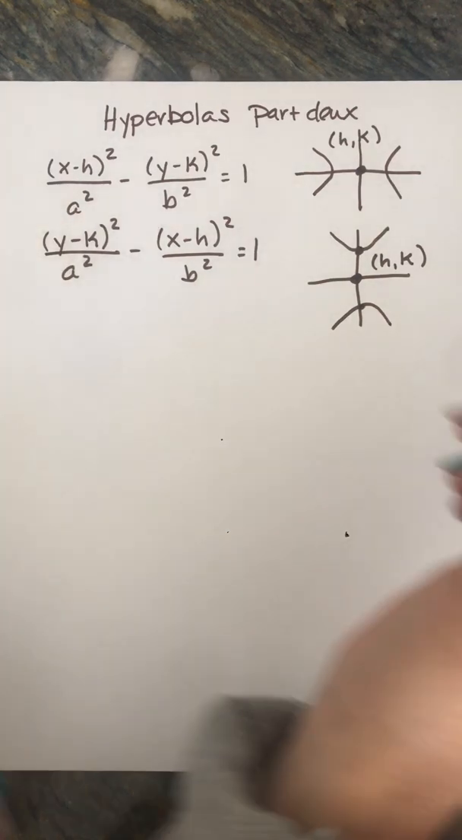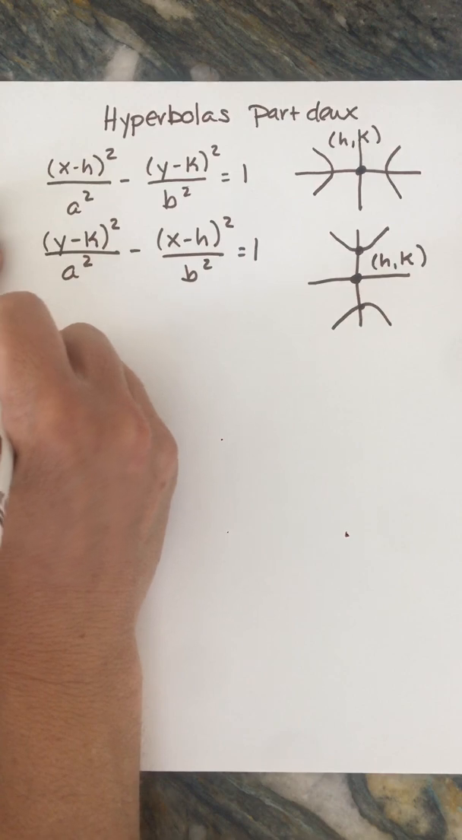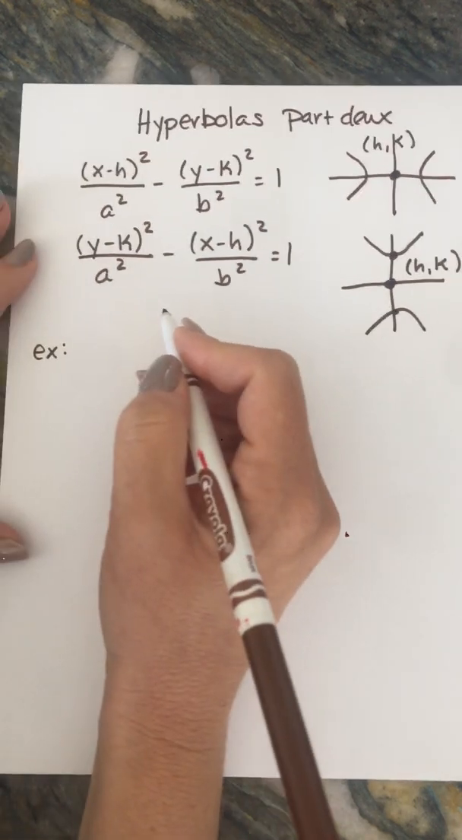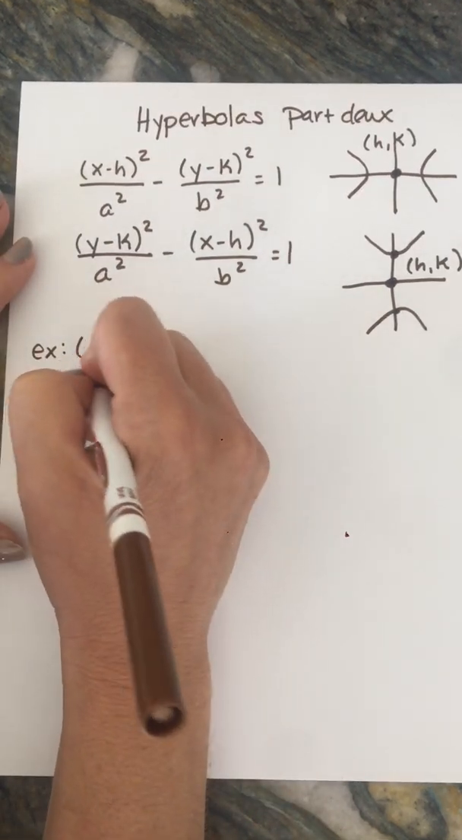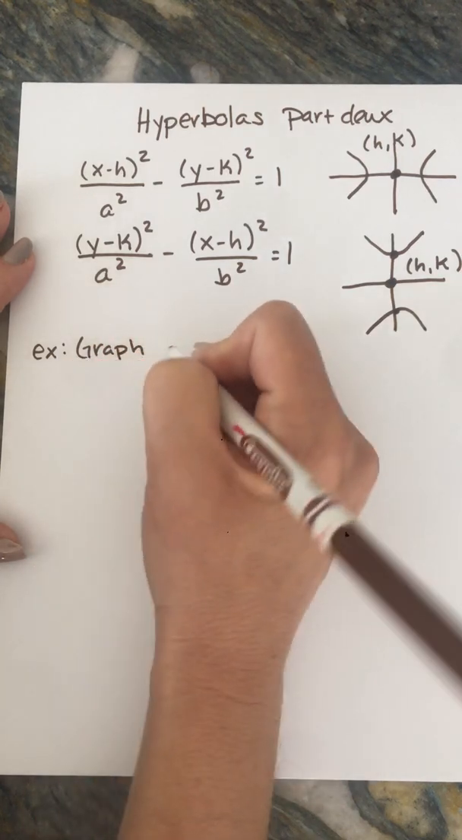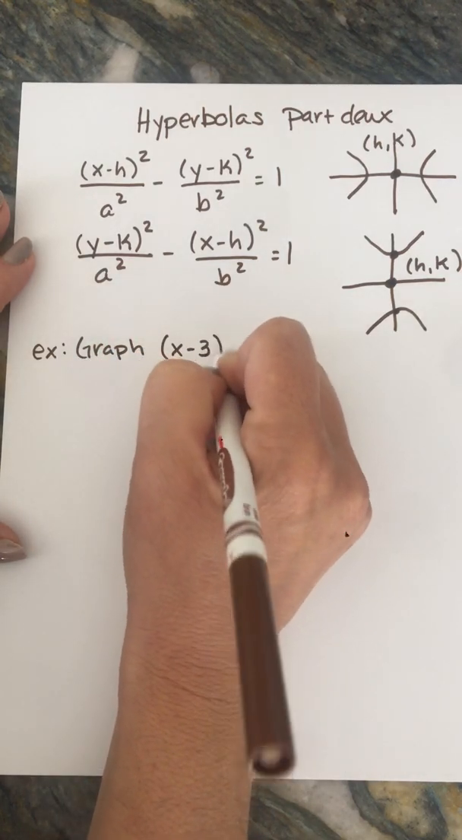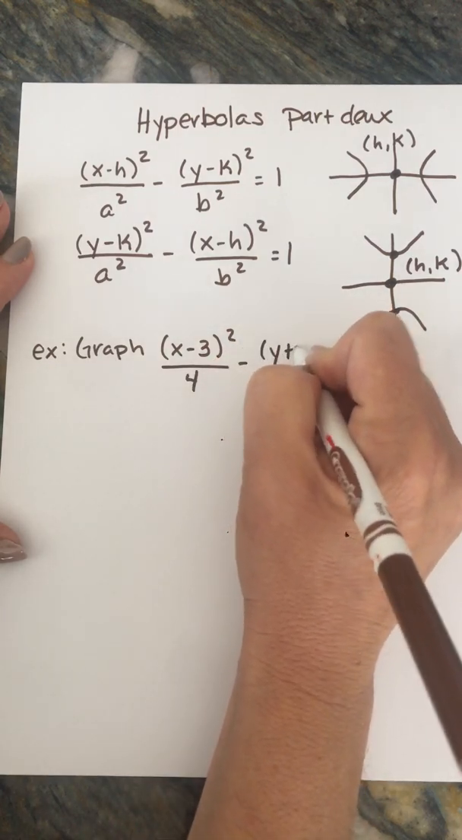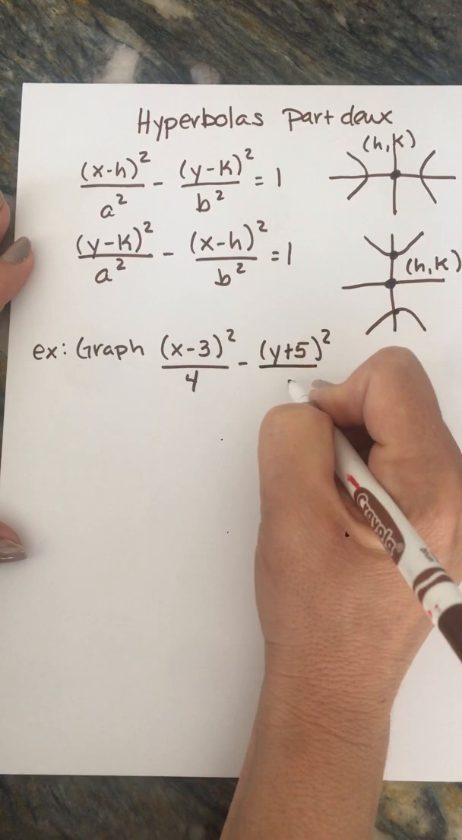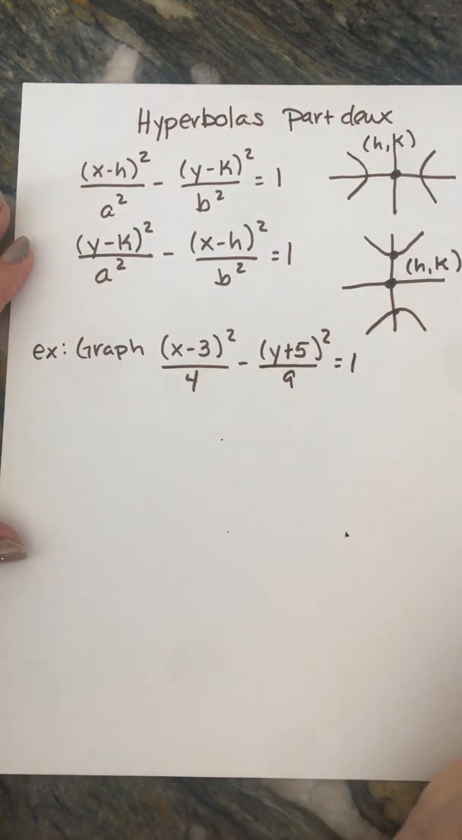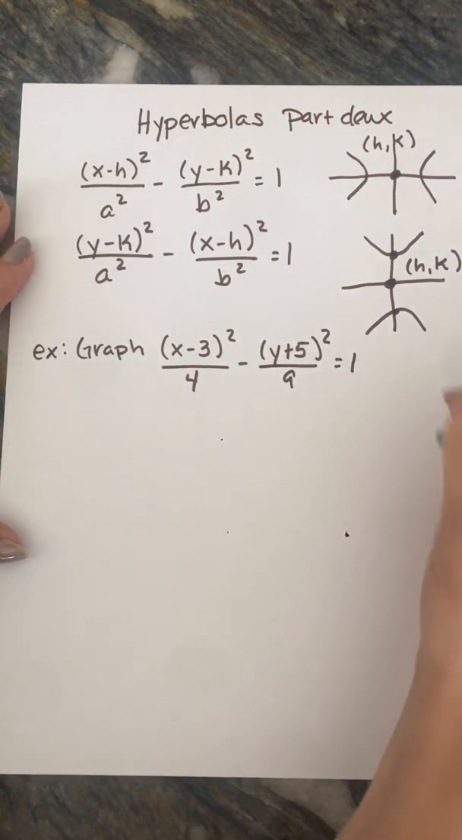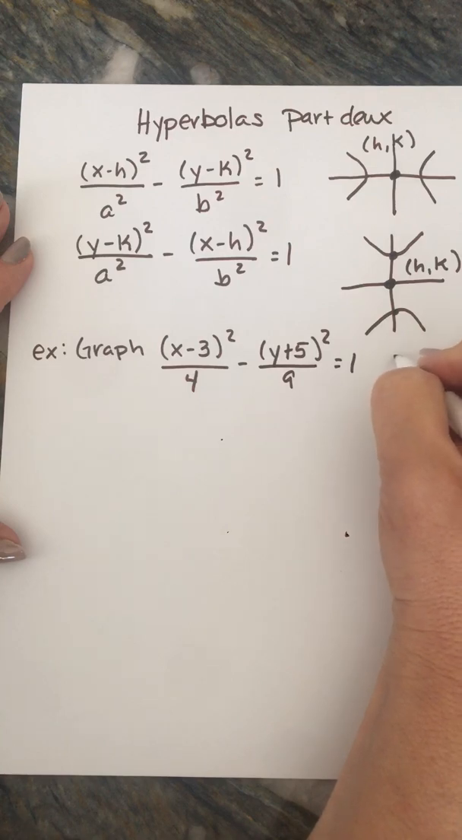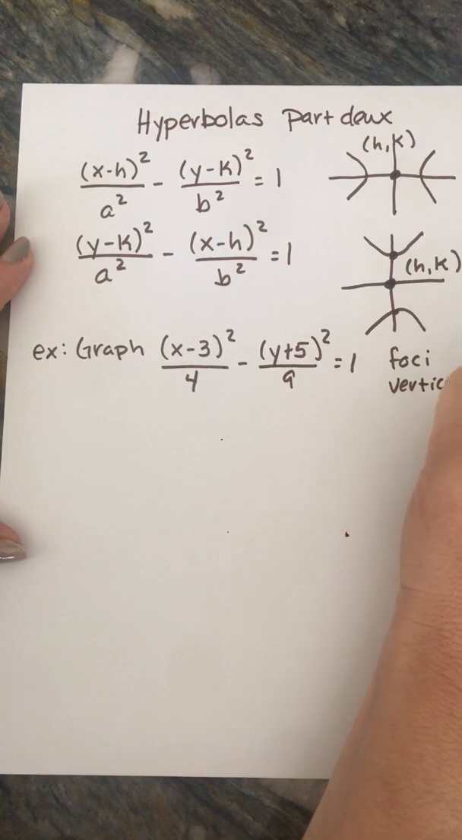So let's do an example. We're going to graph x minus 3 quantity squared over 4 minus y plus 5 quantity squared over 9 equals 1. And then we'll also find the foci, vertices, and asymptotes.